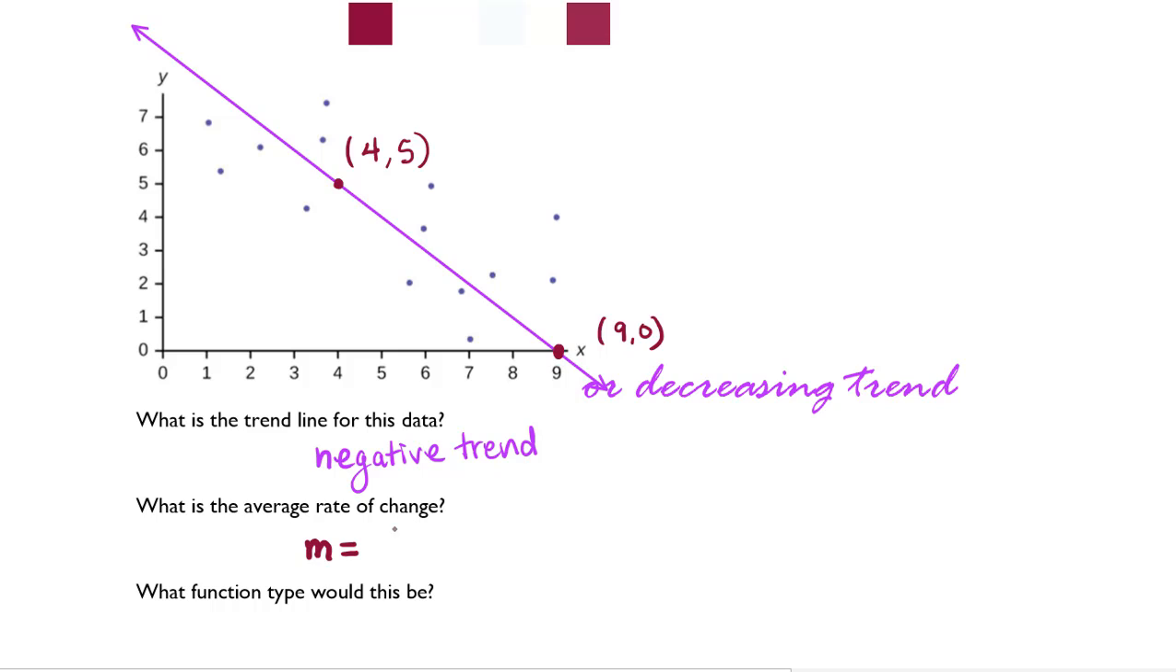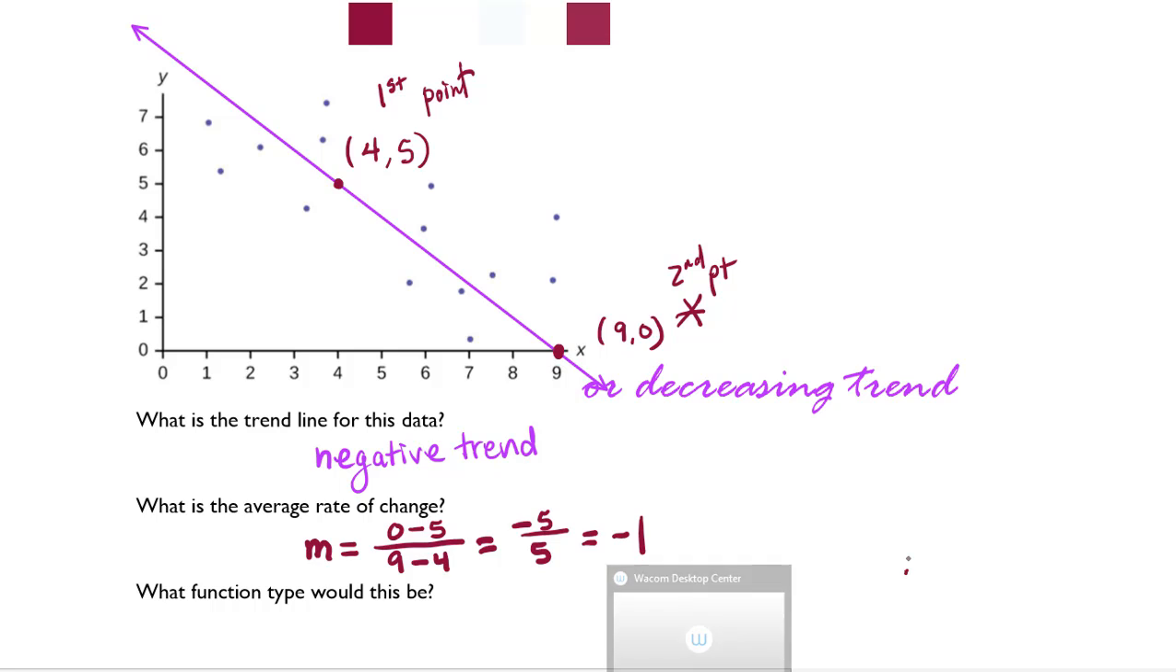So our slope is going to be 0 minus 5 over 9 minus 4. Notice that I'm using this as my second point and this is my first point. So if you are taking notes, 9, 0 is my second point, 4, 5 is my first point. And this gives me negative 5 over 5, which gives me negative 1 as my rate of change or my slope. So now what would the function be?